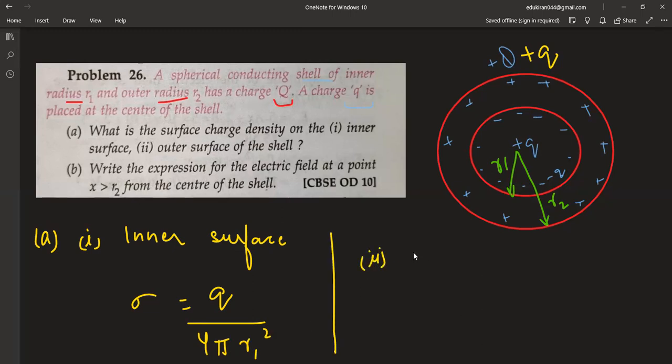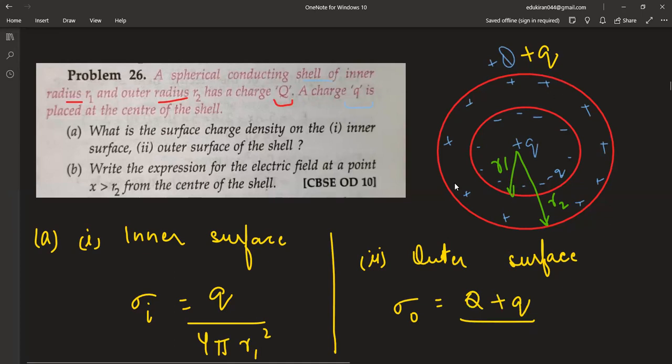But the same thing when we are talking about the outer surface. When we're talking about sigma outside, what is the total charge? The total is capital Q plus small q. And what is the radius? R2. So this becomes 4 pi R2 squared. So the first part is very easy. Like this, you have to solve the first part.